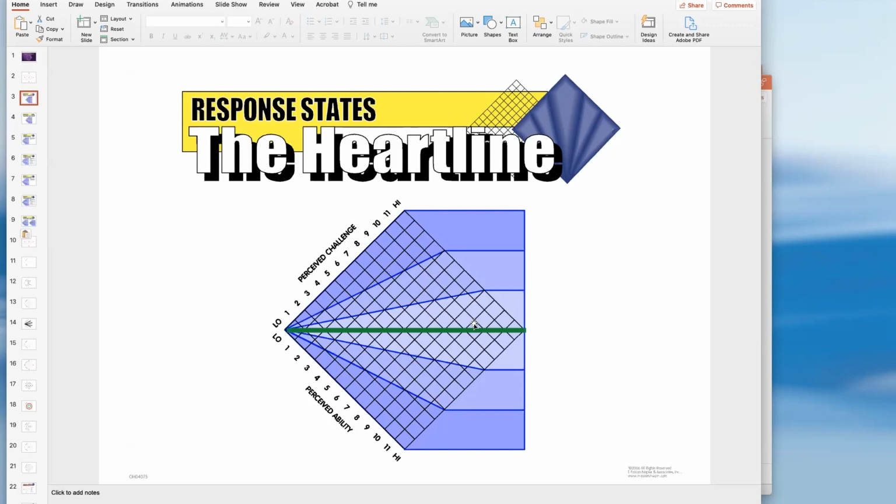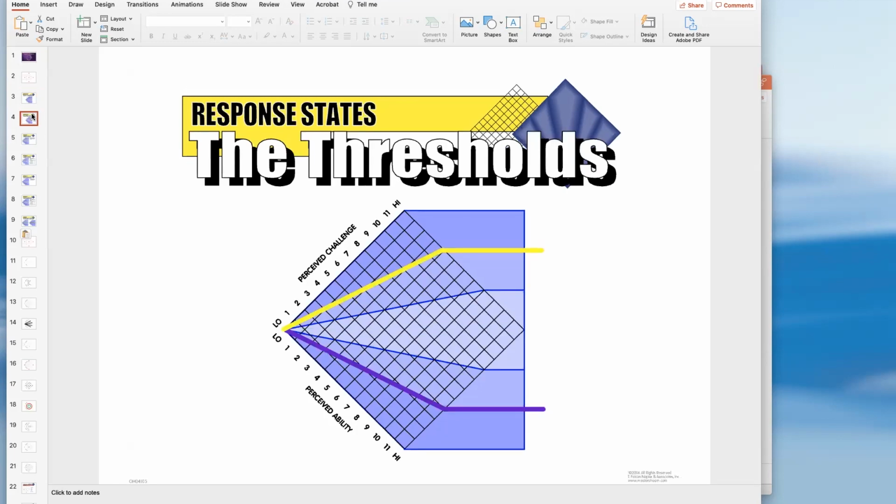Now, the reason why I think it's important for us to take a look at the heart line is because the heart line is just a starting point for a discussion about how life actually happens.